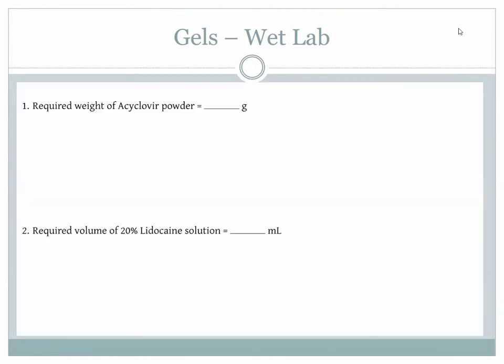So let's do our calculations. See if you can jump ahead of me just a little bit here, and let's calculate the amount of acyclovir powder. Now don't calculate for any excess. So if we want it to be 1% weight per volume and we're going to prepare 10 milliliters, calculate how much acyclovir we need.